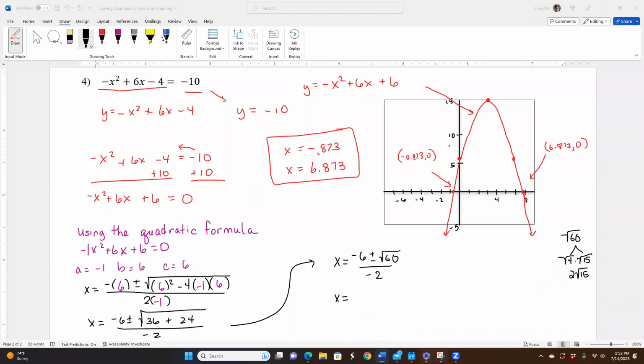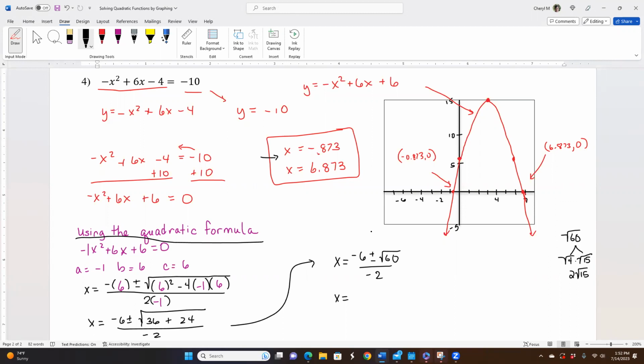So graphing this here, we can see we found our solutions to be a negative 0.873 and a positive 6.873. And that's what we wrote here. Now, if we wanted to confirm that using the quadratic formula, we would let A be negative 1, B be 6, and C be 6. Plug in negative b plus or minus the square root of b squared minus 4 times a times c, over 2 times a. Cleaning that up, we get negative 6 plus or minus the square root of 60 over negative 2.